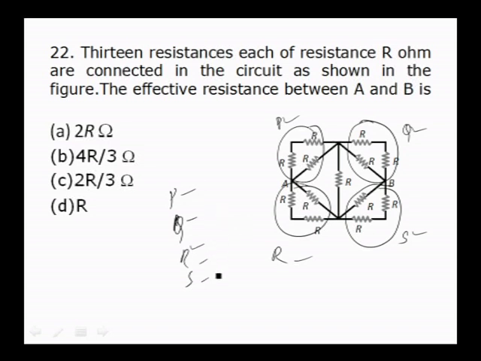Now it means that the potential at this point and the potential at this point are the same. The current through this resistor is 0, so you ignore this resistor. You are not supposed to take it. These two are in parallel. R and R are in parallel. This becomes 2R. These 2R and R are in parallel.